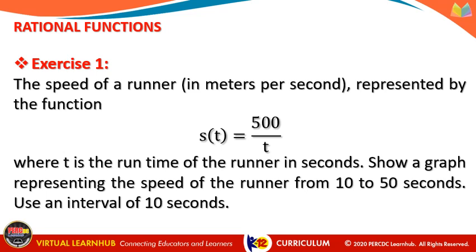Exercise number 1. The speed of a runner in meters per second is represented by the function s of t equal to 500 over t, where t is the run time of the runner in seconds. Show a graph representing the speed of the runner from 10 to 50 seconds. Use an interval of 10 seconds.